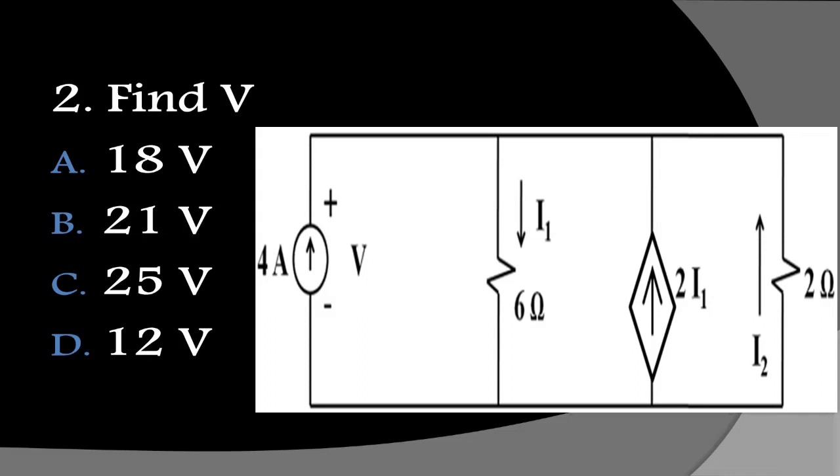Then, let us put 4 amperes going upward. We take note, there is a voltmeter here. This is the negative, and this is the positive of the voltmeter. So, we have here a 6 ohm resistor. And then, there is a current flowing here, I sub 1. So, we have here 2 I sub 1. Resistor here, 2 ohms. Then we have a current I sub 2 going upward.